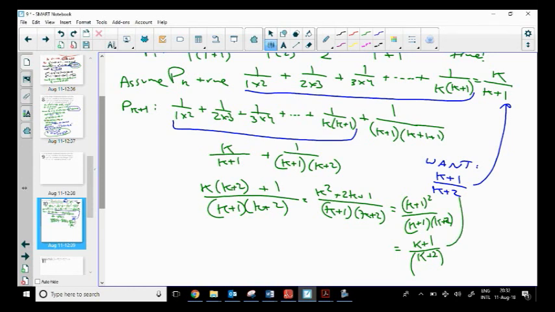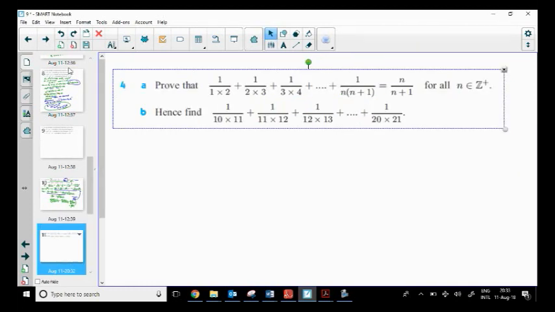I write my concluding statement once again. Since p sub 1 is true and p sub k plus 1 is true whenever p sub k is true, p sub n is true for all n which are positive integers. Nice. So now how can we use that induction proof to hence find this sum?